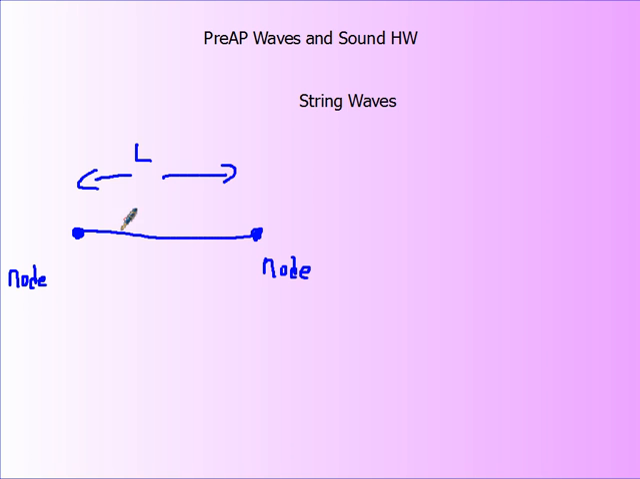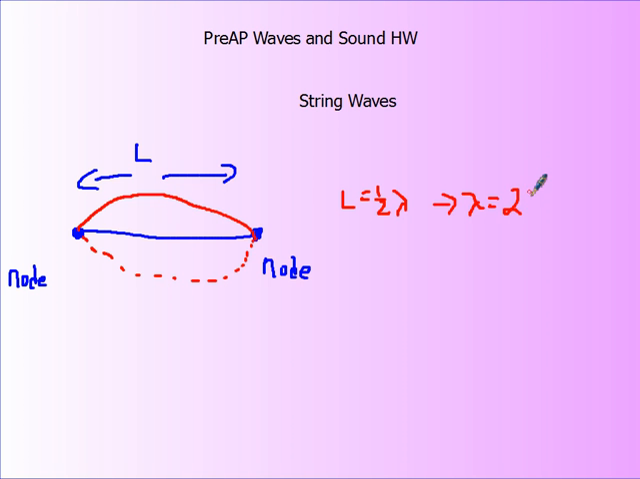Now, if I were to pluck this, then I would have a waveform that looks something like this. Okay, we're talking about standing waves here. So in this case, I see that the length is equal to 1/2 of a wavelength. Therefore, the wavelength of the wave produced is twice the length of the string.